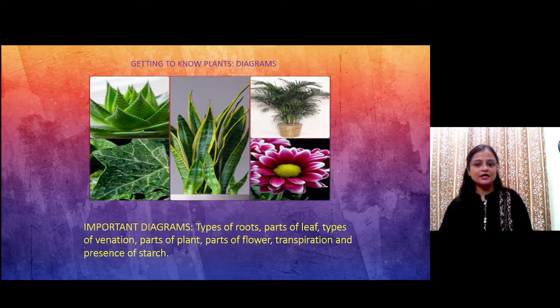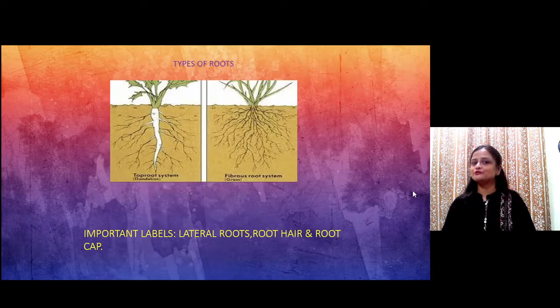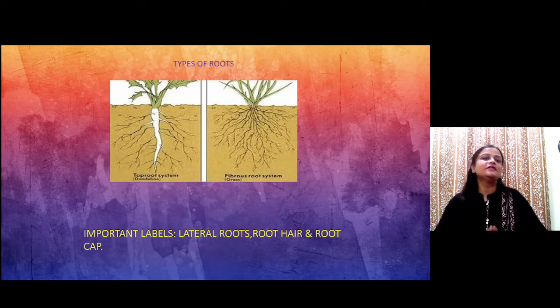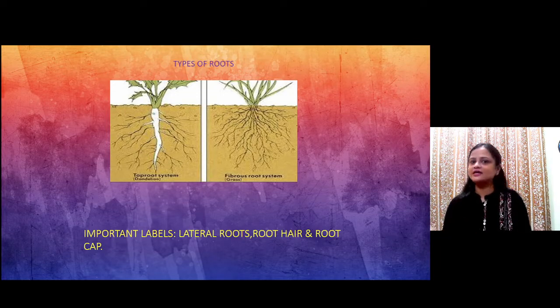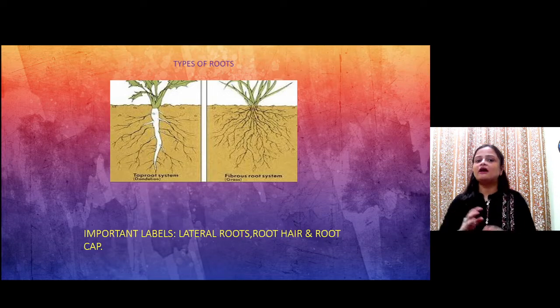So here, starting with the first diagram, that is the types of roots. You already know that there can be two types of root, that is the taproot and the fibrous root. You have to first draw the main root, and then you have to draw small roots arising from that main root, which you have to label as lateral roots. And yes, of course, you will be writing about the root cap that forms the protective covering on the root, as well as the root hair that increases the surface area of absorption and helps the root to absorb a good amount of water and minerals.